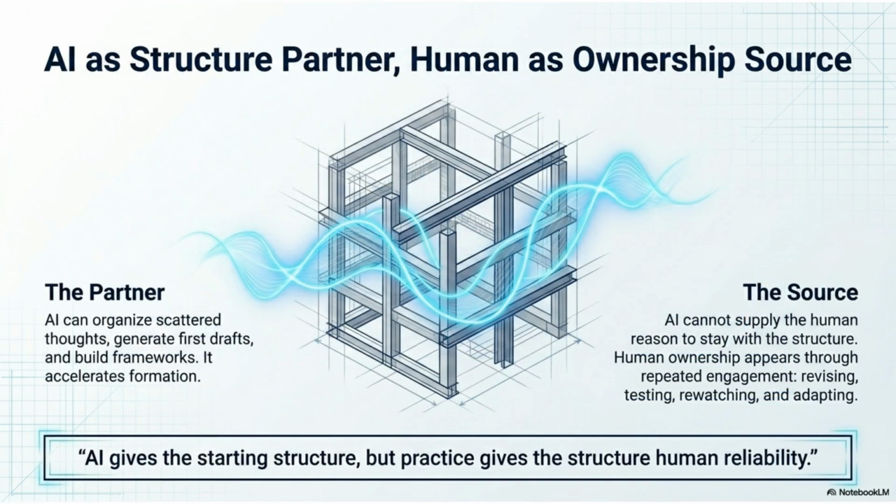AI is a powerful structure partner. It can organize scattered thoughts, generate first drafts, and build frameworks. It can reduce the variation of the blank page. It can accelerate formation. But AI is not the ownership source. AI cannot supply the human reason to stay with the structure. That reason comes from the person. Human ownership appears through repeated engagement, revising, testing, rewatching, adapting, and returning. AI gives the starting structure, but practice gives the structure human reliability.